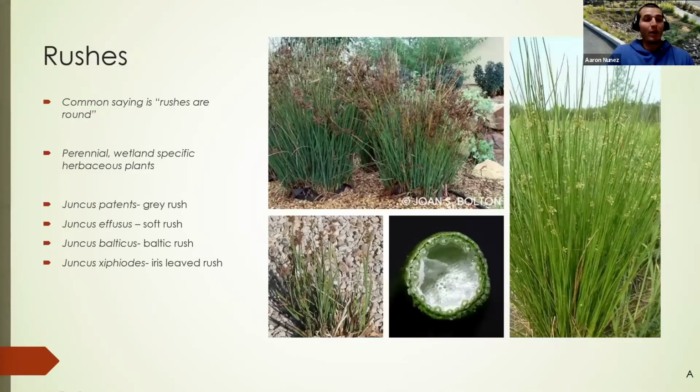One of the most common species you'll see in our features are rushes. Juncus is the species. Commonly, you'll hear the saying rushes are round. These are perennial, wetland-specific herbaceous plants. They have very deep root systems, which makes them extremely efficient at intake of pollutants suspended in water.